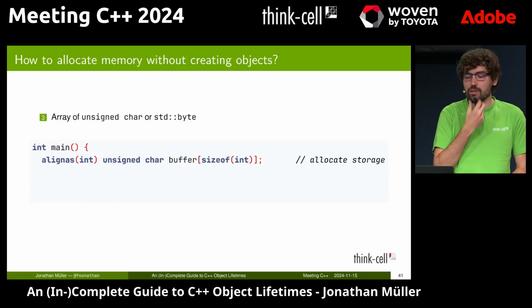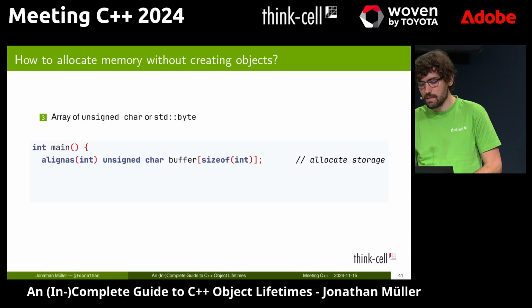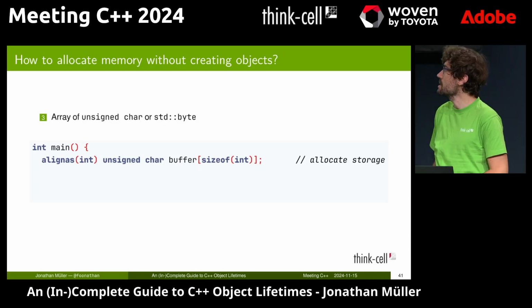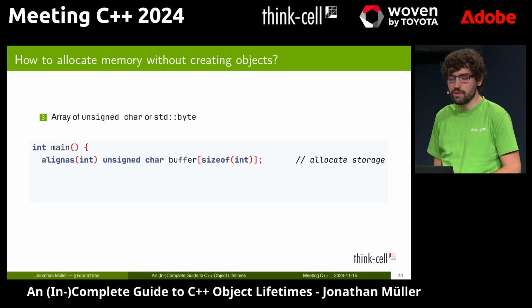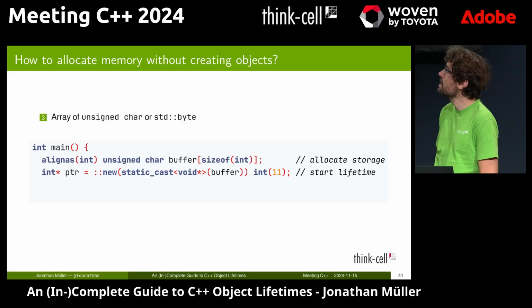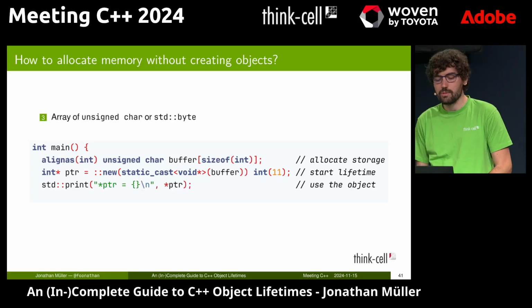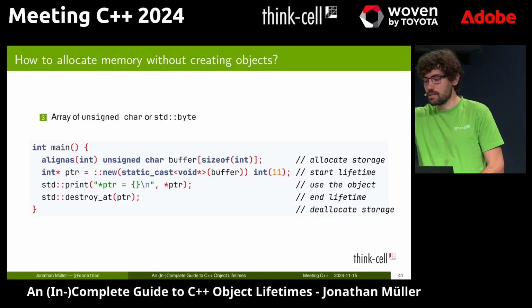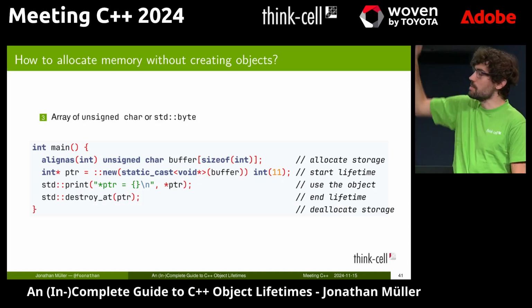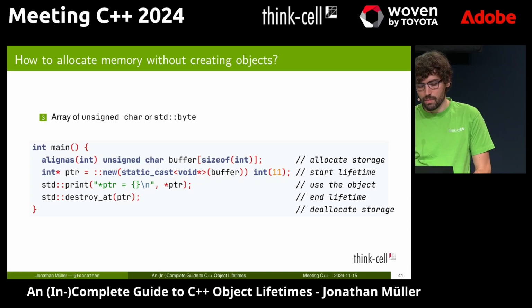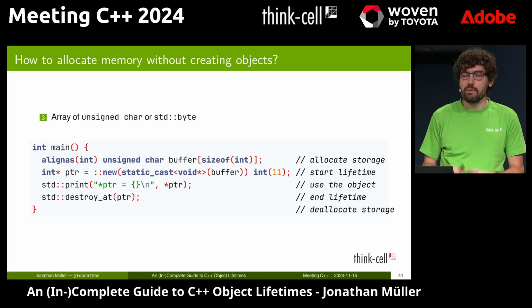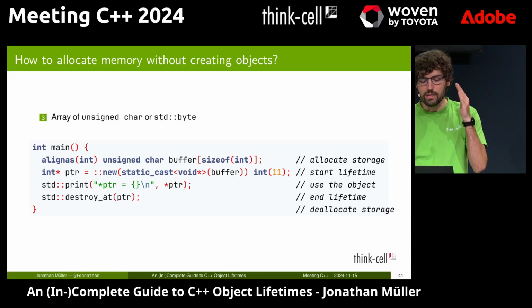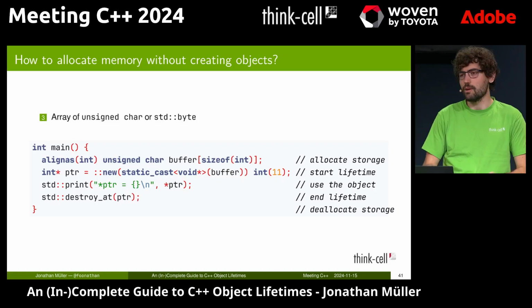More interesting, we can use an array of unsigned char or std::byte. Here we've got an array of unsigned char, suitably aligned, suitably big for an int, and then we create an int in there. This starts the lifetime of our int object, which we can use. We end the lifetime, and then we deallocate the storage when we reach the closing brace, because it's automatic storage duration. This is really useful if you're implementing optional, for example. Then you just have a blob of bytes, and you manually create the object in them.